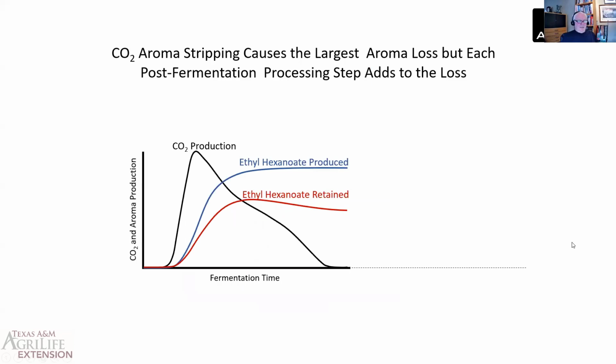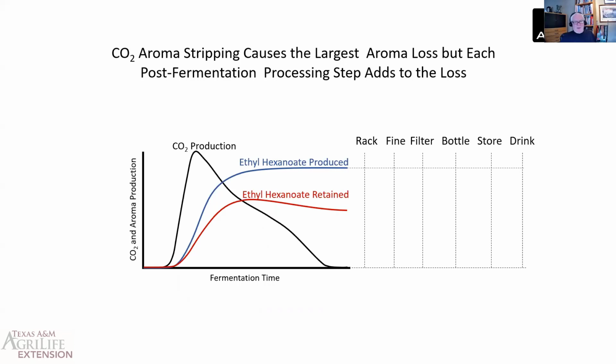So let's just take a look at this. Sure, CO2 aroma stripping causes a large amount of aroma loss, but each post-fermentation processing step adds to this loss. And I'll just show that to you. It's something a lot of people don't think about. In fact, when I started out on this, I just thought things stopped at the end of fermentation. Well, they don't, because of course we do a lot of fiddling with the wine afterwards.